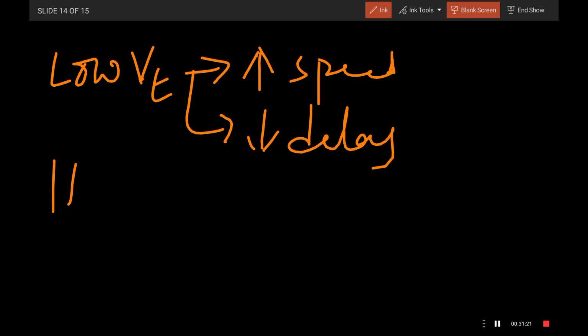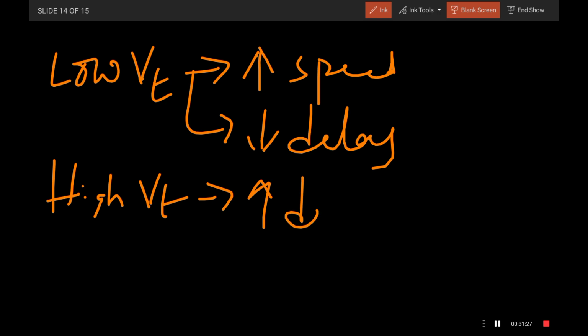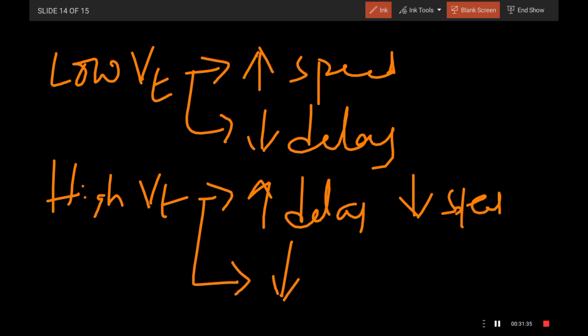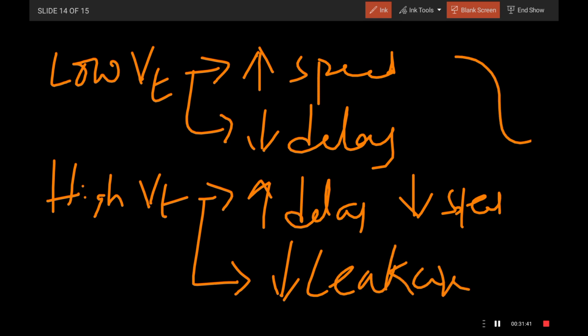Second thing, high VT transistors. High VT transistors obviously increase the delay. As the delay increases, speed decreases. As well as high VT transistors also reduce the leakage current. These are the two important points always you have to keep in your mind. Okay, this is also very important, guys.